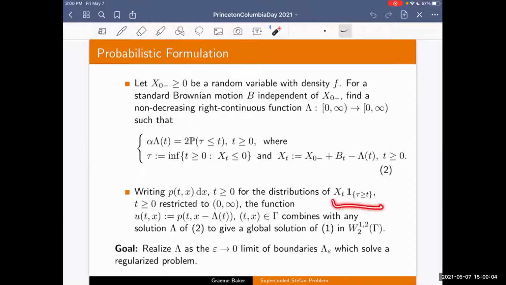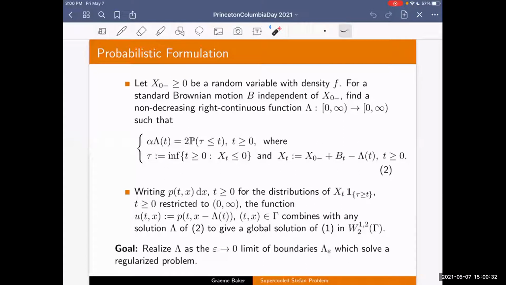So how does this connect to our original problem? If we look at this process, X_t in K on tau greater than or equal to t, and its distributions, then we do this change of variable. So the X takes place spatially on 0 to infinity. And so we're going to put in this shift spatially to go from our p's to u's, which will be a solution of the original problem. And so this is a weak solution.